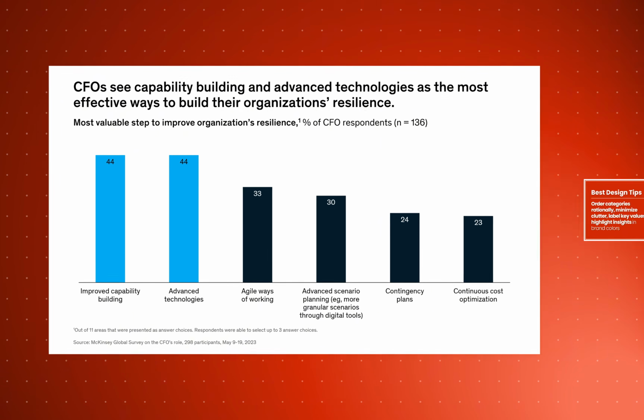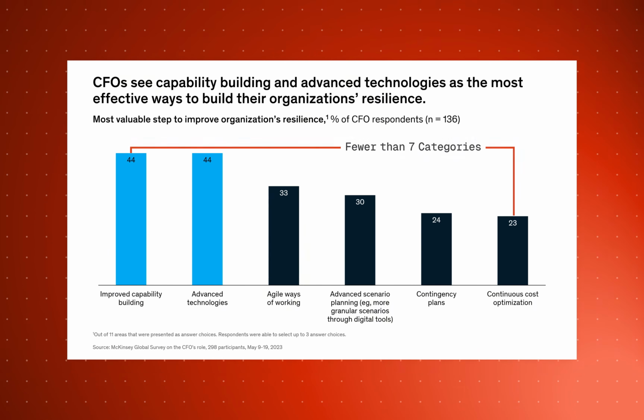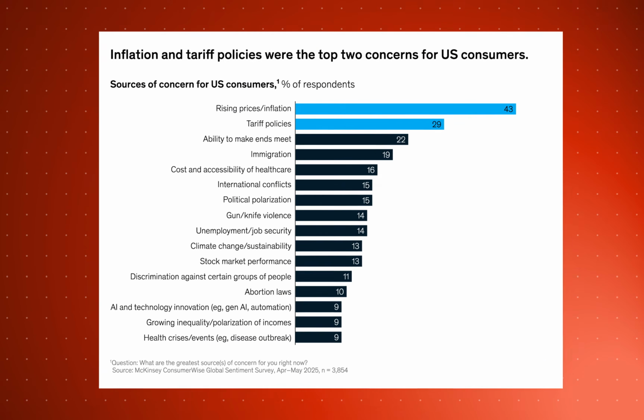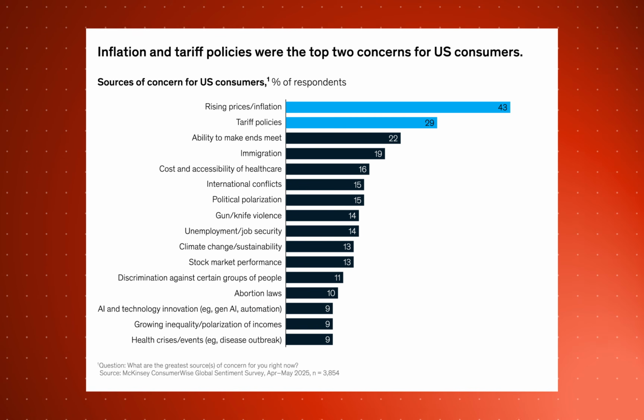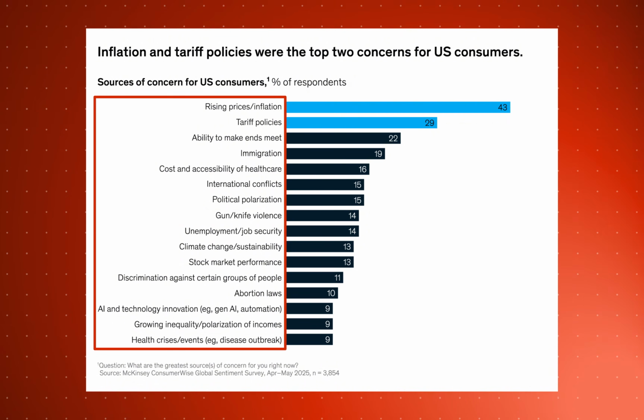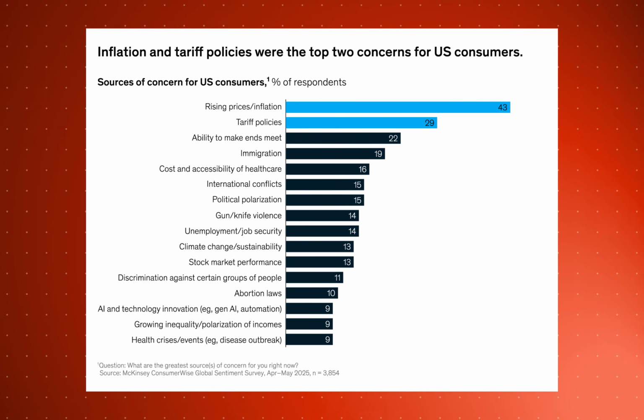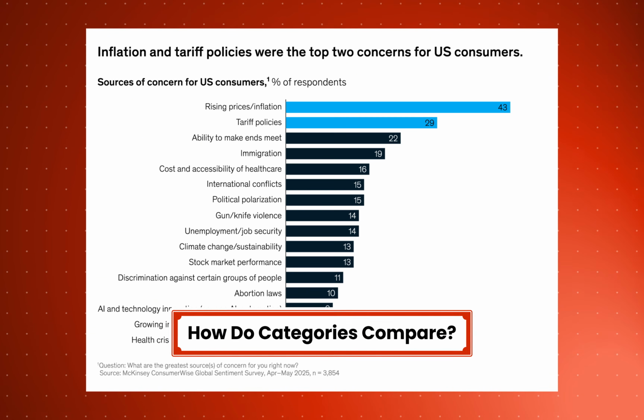Now, a column chart is effective here because we have fewer than 7 categories. But when you have more than 7 categories, a horizontal bar chart like this McKinsey example becomes more effective because the horizontal space gives breathing room for the category labels and the layout is more ideal as we naturally associate rankings from top to bottom. So basically, a bar chart answers the question, how do categories compare?